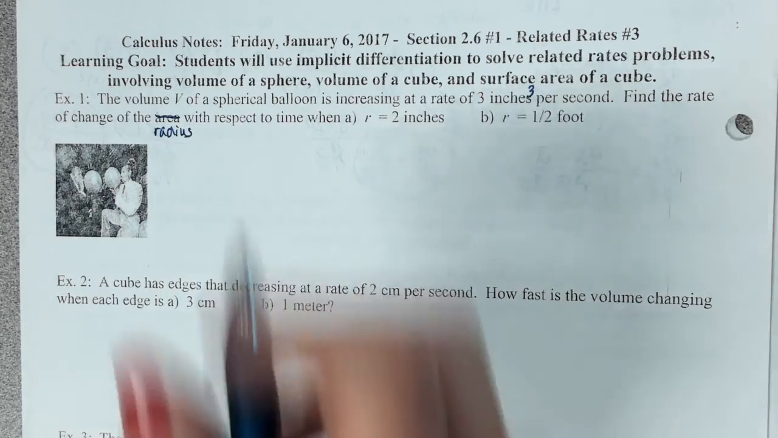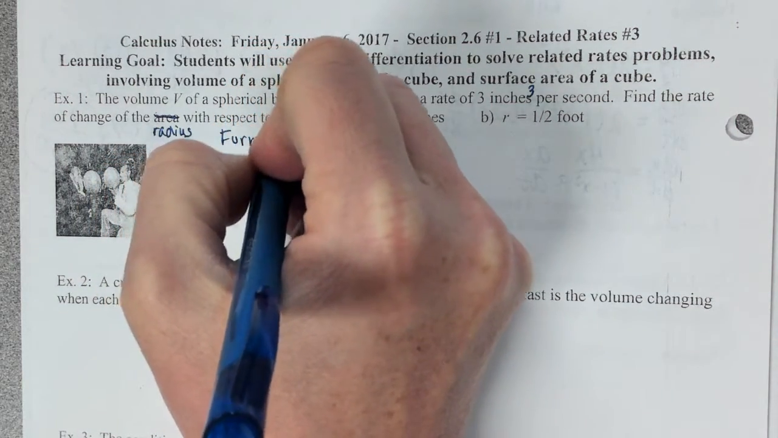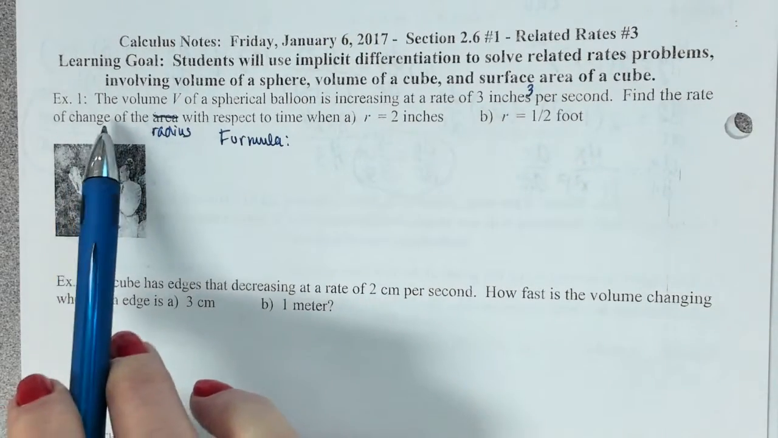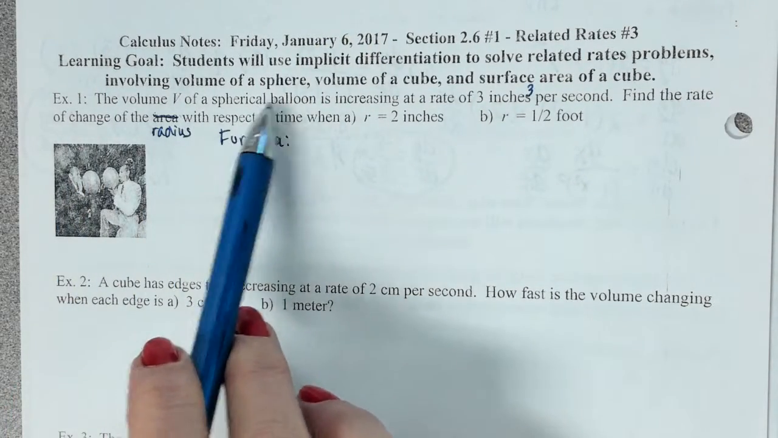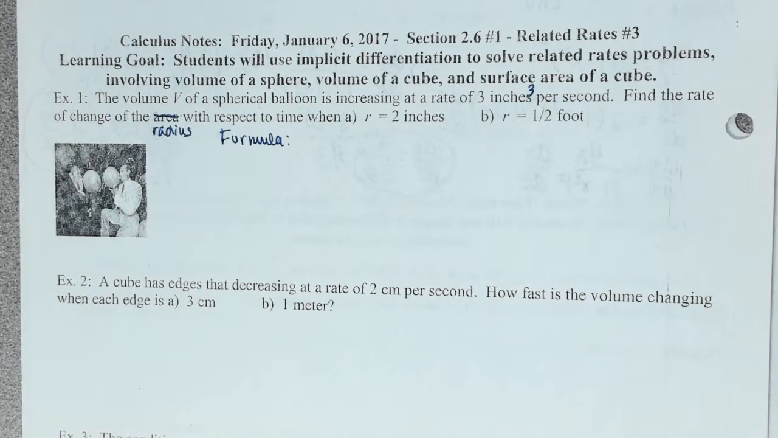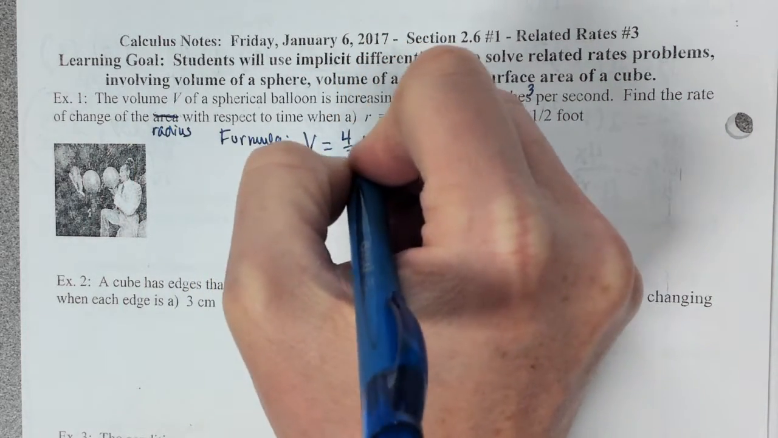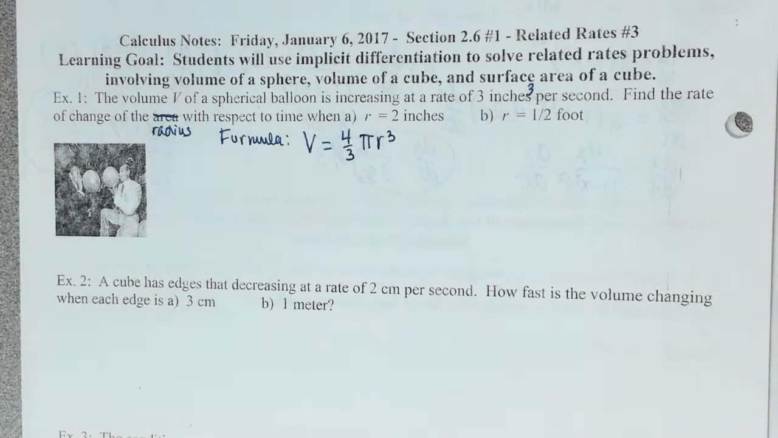Alright, so the first thing we always want to do is find the formula. So we read through the problem again: the volume of a spherical balloon. So volume of a sphere. Do you know the formula for the volume of a sphere? Good job. So V is going to be 4/3 pi r cubed.